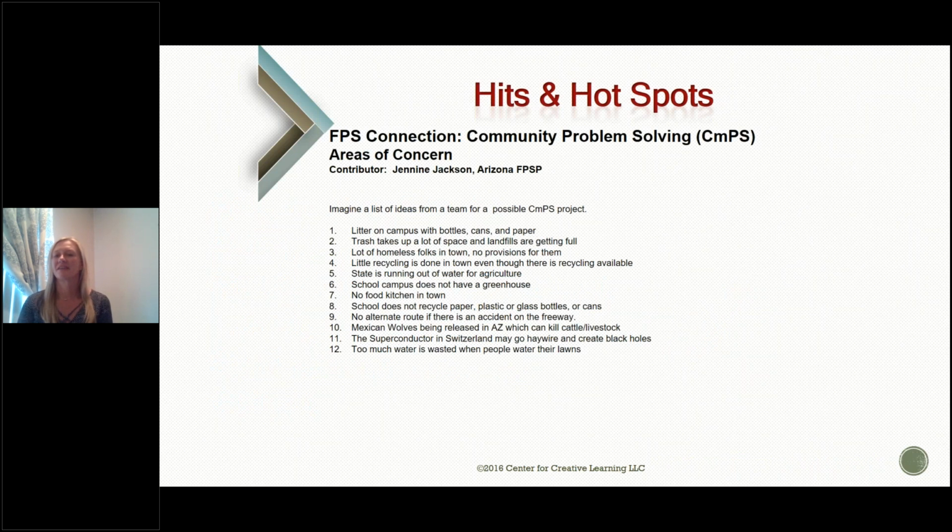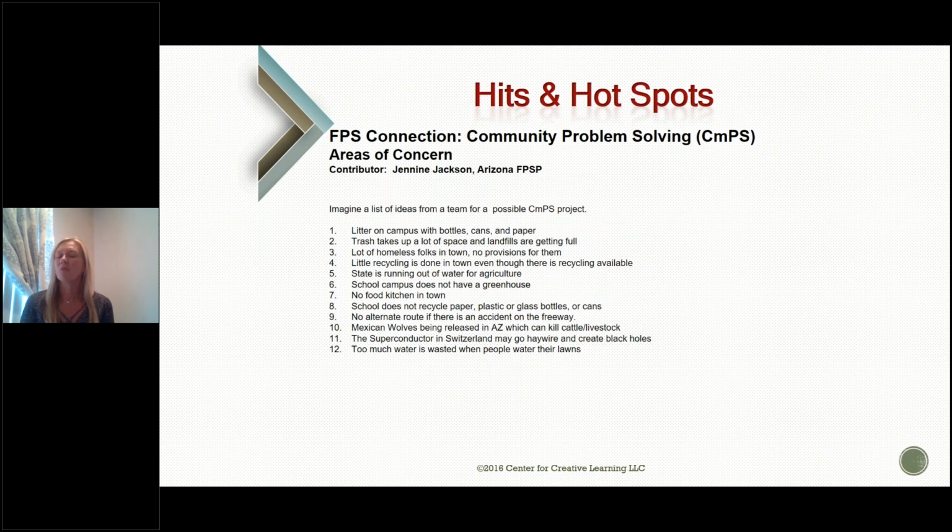Here is a real life example within future problem solving on how hits and hotspots might work. So imagine, if you will, a group of students, maybe you're one of the students, maybe you're a coach of the students, and you are trying to determine what will be your next community problem solving project area of concern. And you sit down together and you brainstorm a list. So you'll see here we have a list of 12 items.